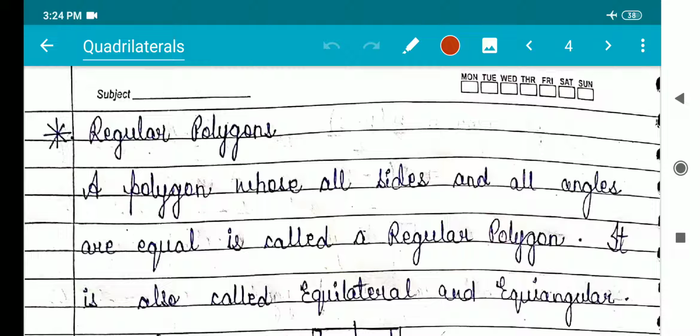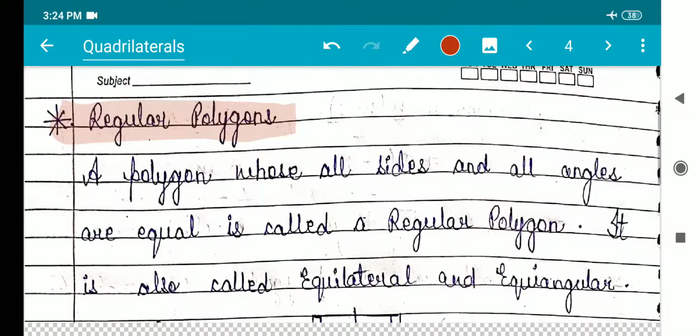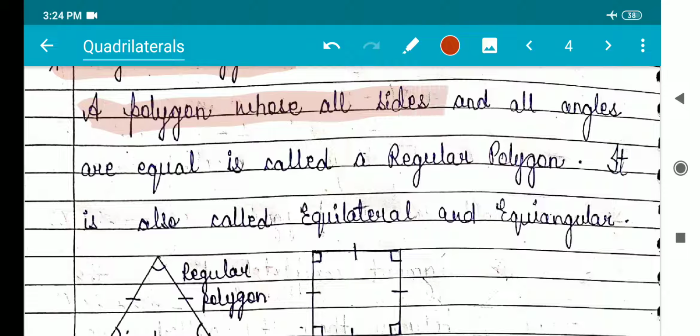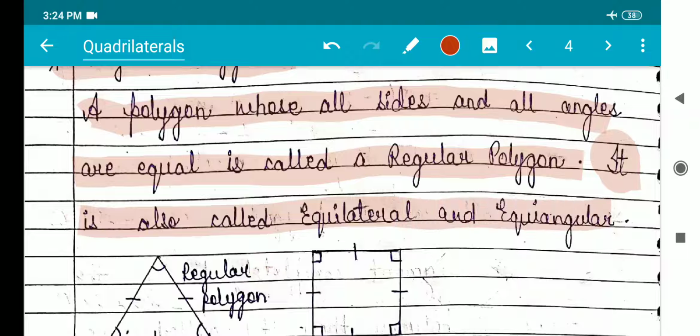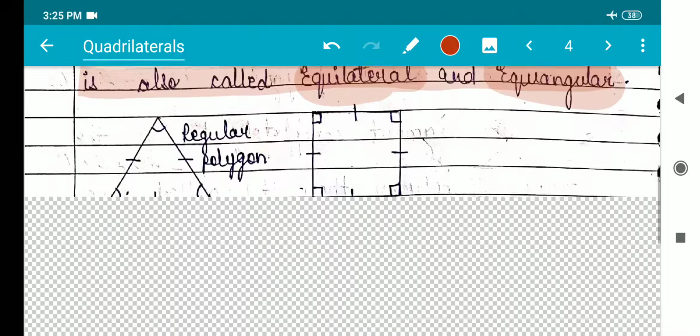So another topic is regular polygon. A polygon whose all sides and all angles are equal is called a regular polygon. This regular polygon is also called equilateral and equiangular. We know that equilateral means equal sides, and equiangular means equal angles. So a polygon whose all sides and all angles are equal is called a regular polygon.